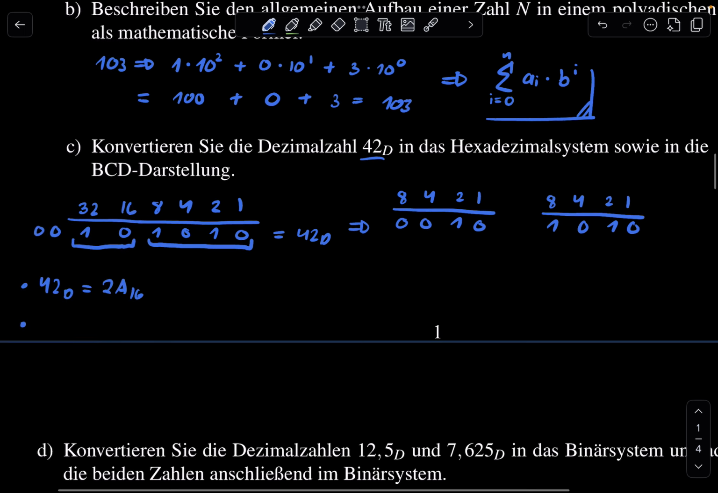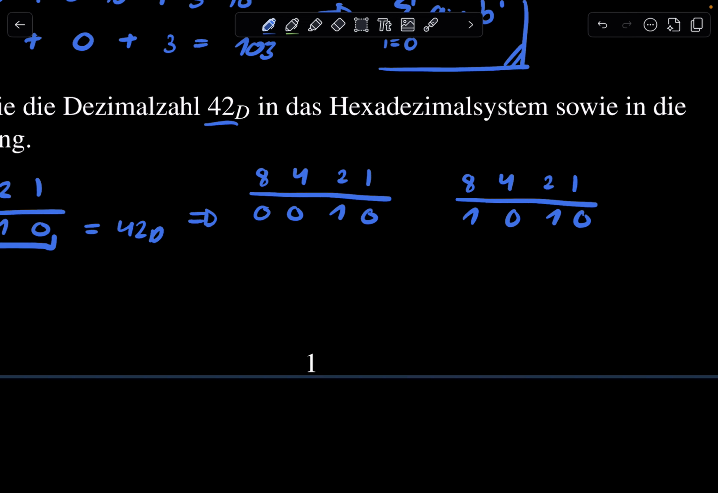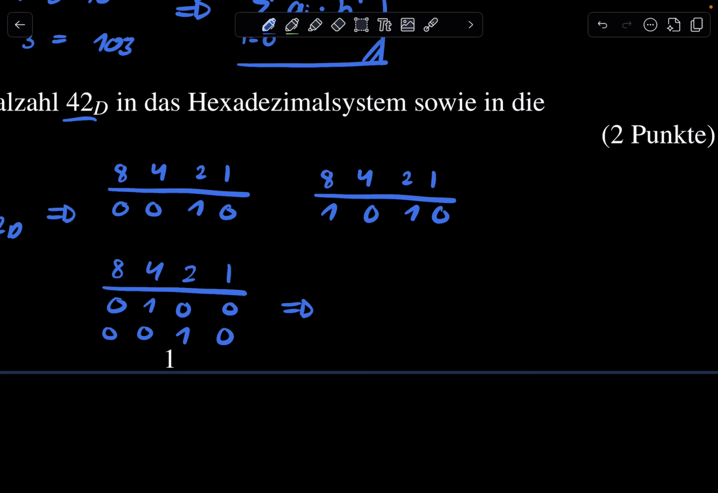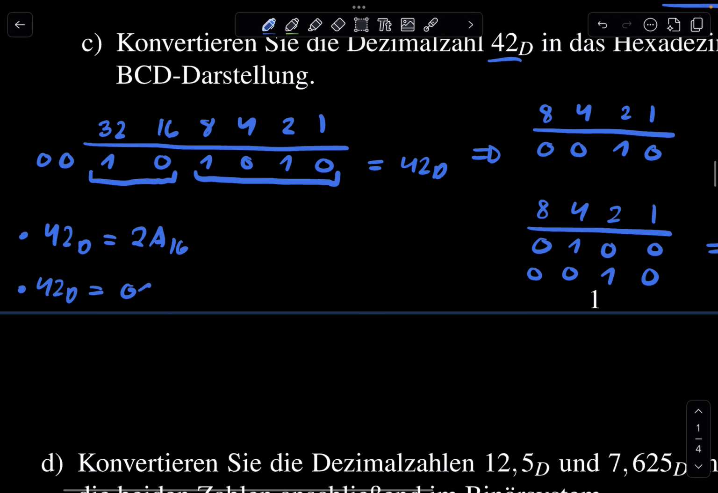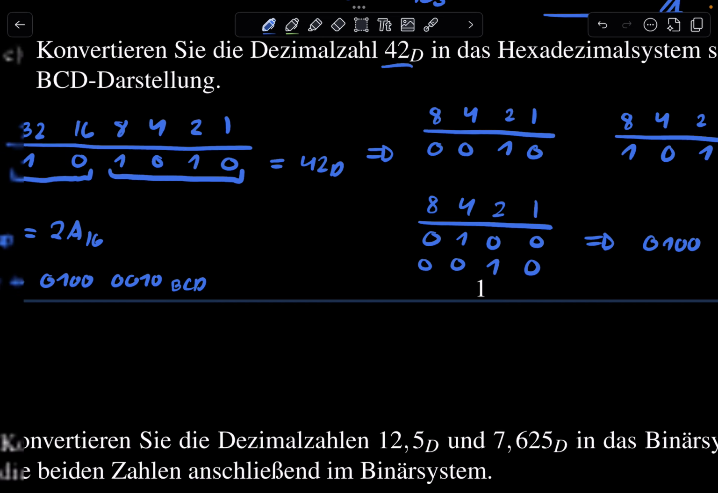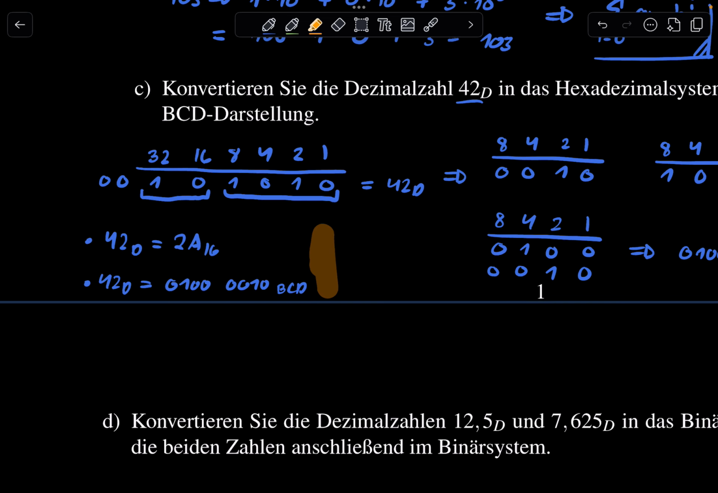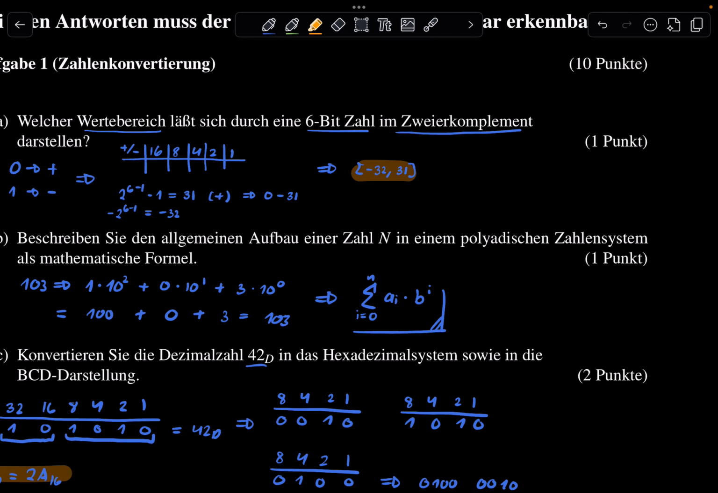Now let's check for the BCD. This is really simple. It's just 4 and 2. So we know that 4 and 2 is going to be 8, 4, 2, and 1. 4 is going to be 1, 0, 0, 0. And 2 is going to be 0, 0, 1, 0. Therefore, we can say that 42 decimal is equal to 0, 1, 0, 0, 0, 0, 1, 0, and this is going to be BCD. So that's our solution right here. Let me just do this for the solutions, right? In this case, this is this, and this is this.